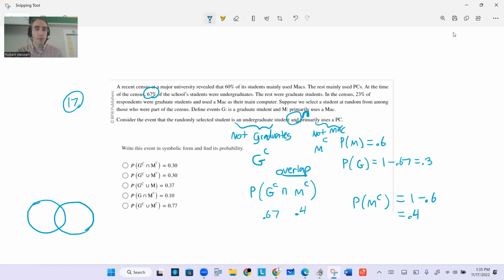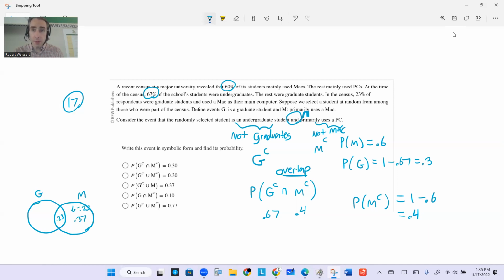Okay, in here we have the graduate students, and in here we have the MAC students. Remember, this was 0.23. For the MAC students, it's going to be 60%, so 0.6 minus 0.23. In that case, that's going to be 0.37. So those are just MAC that are not graduates.